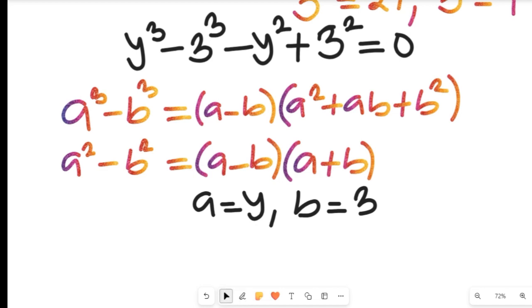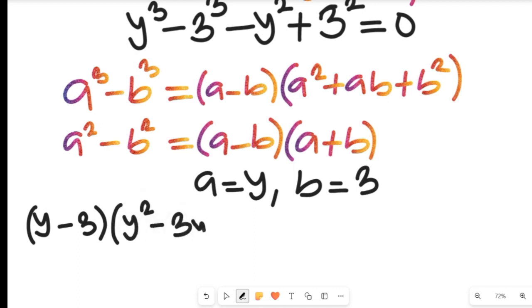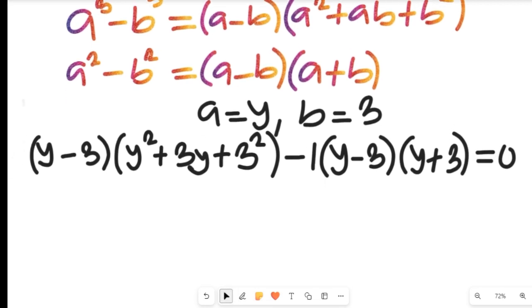So let's substitute. If we substitute that, the expression will now become y minus 3 on one side, and then we'll have y square plus 3y plus 3 square, right? That is from the first algebraic expression. The next one is going to give us a negative 1 multiplied by y minus 3, from the second expression, multiplied by y plus 3, and this will be equal to 0. Great.